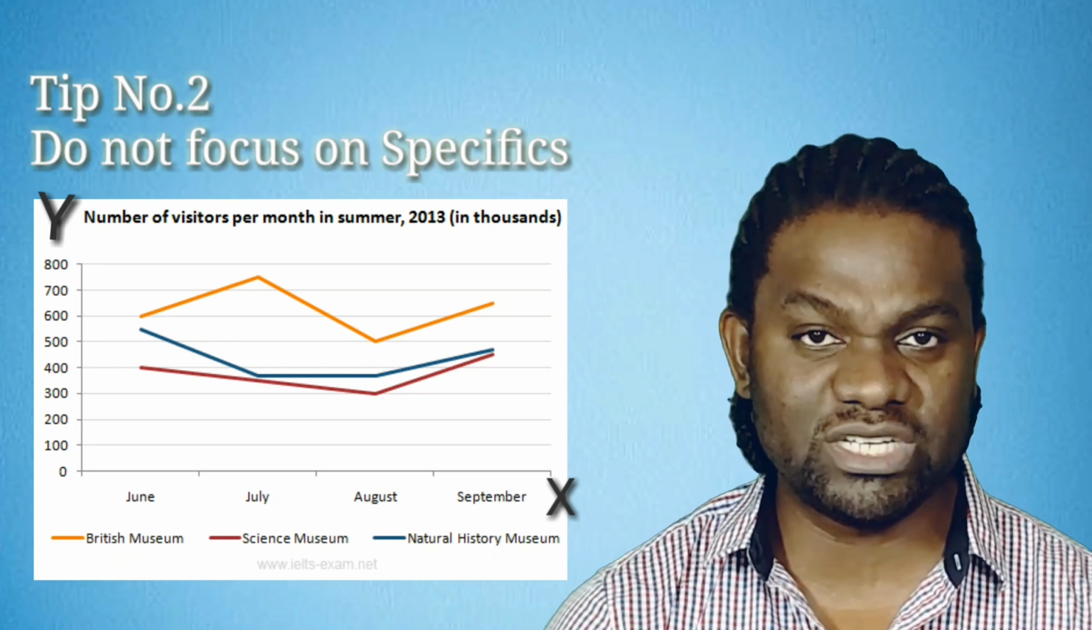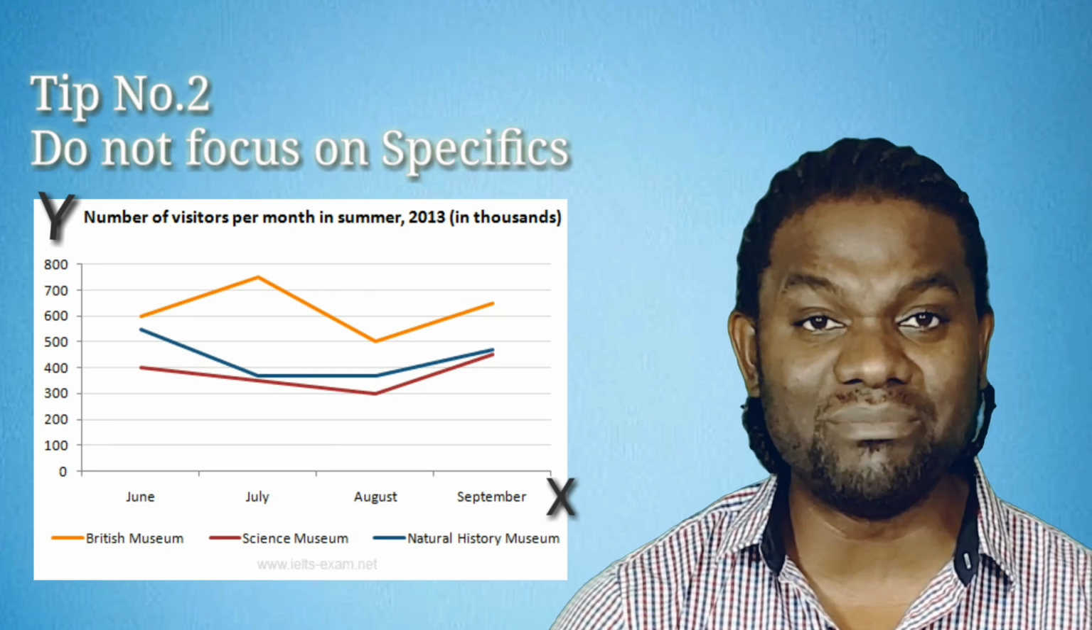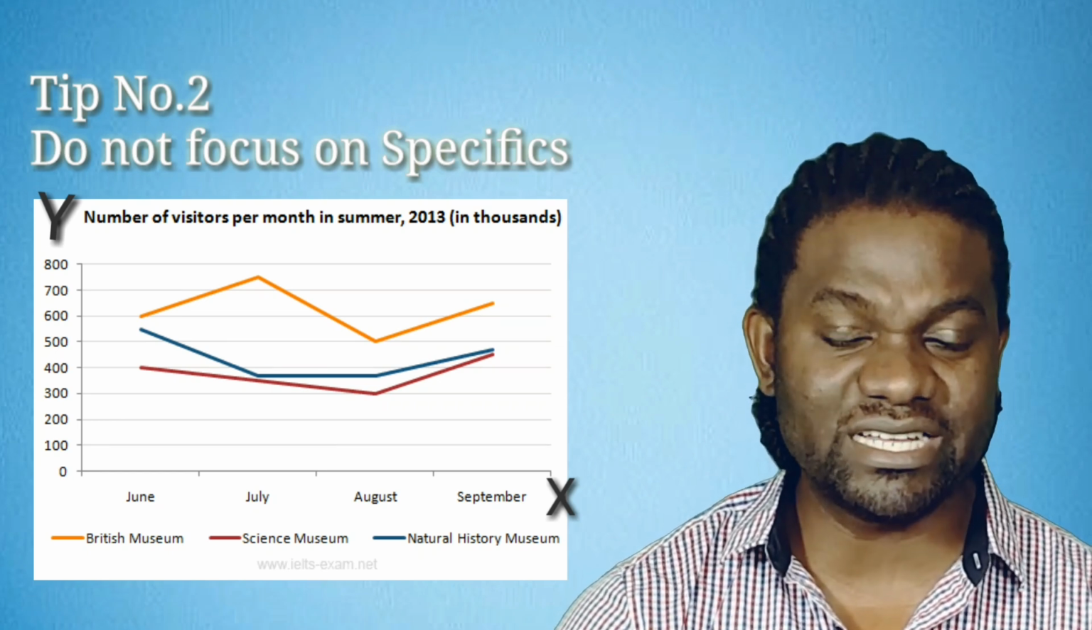You do not have to do this because your accuracy is not being marked. What is being marked exactly is the English that you are using. So try as much as possible to give a good speech or make good sentences as well. So that's my second tip. Do not focus on specifics.